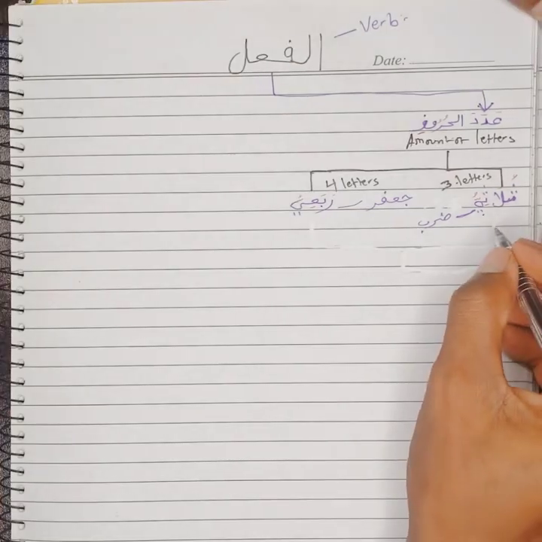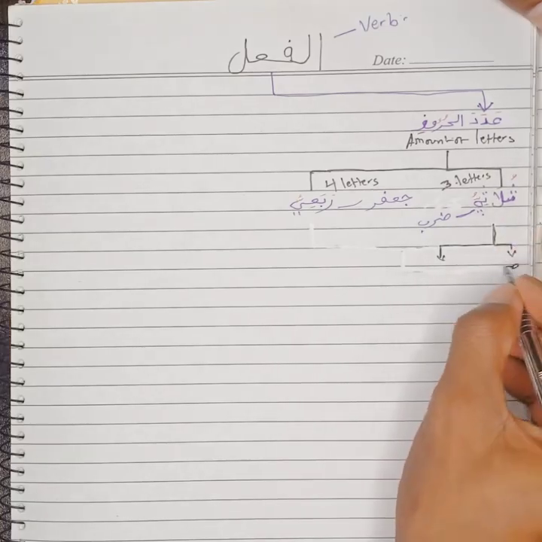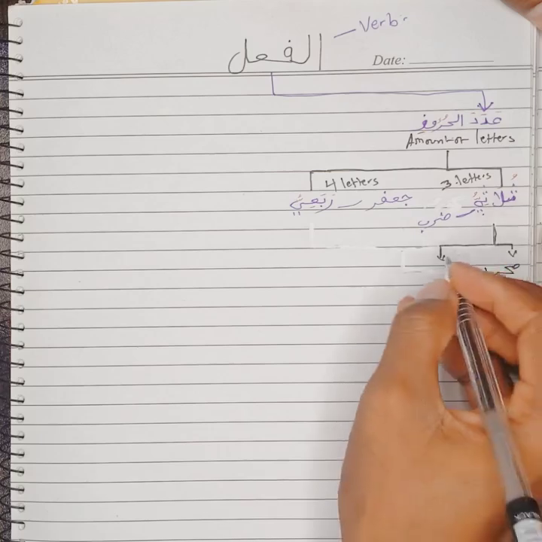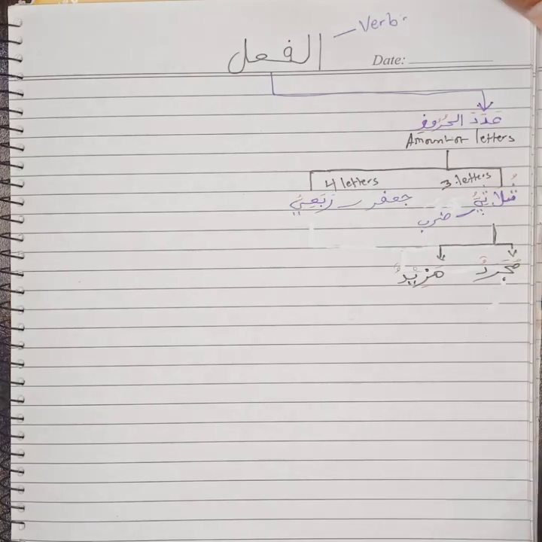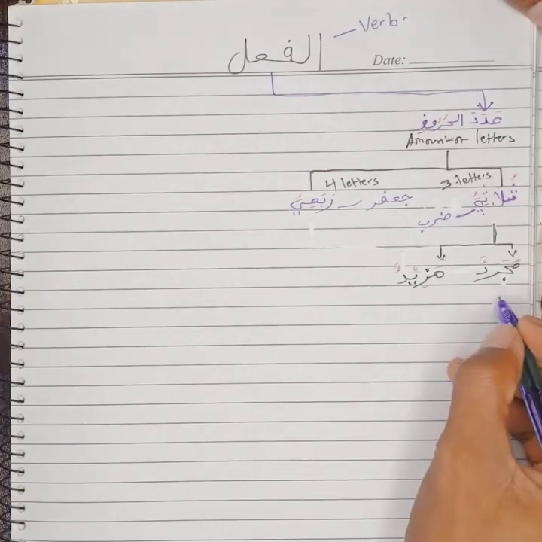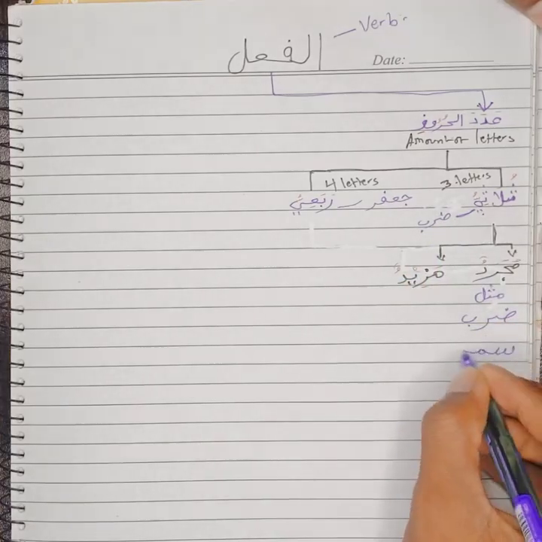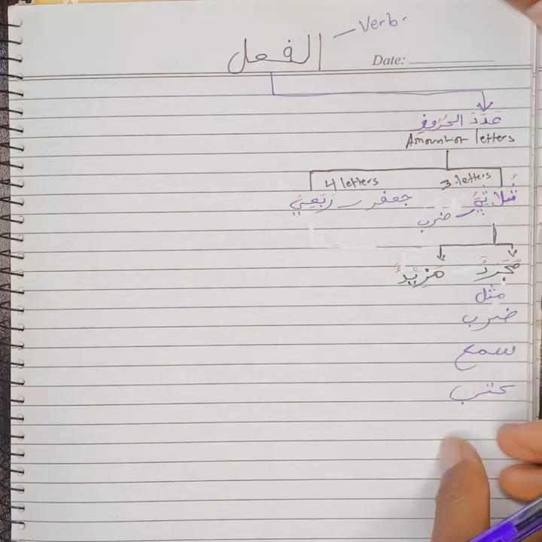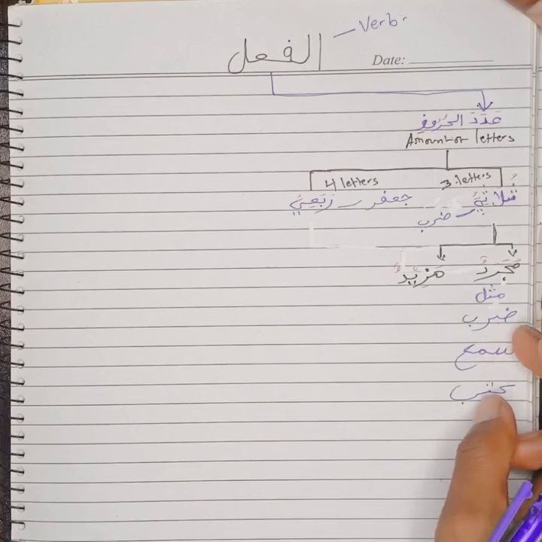So let's divide Thulathi into two parts. First part, Thulathi Mujarrad. Then the second part, Mazid. Thulathi Mujarrad are verbs that have exactly their three original letters without the addition of any other letter. I'll give a few examples: Daraba, Sami'a, Kataba. Each one of them has three letters, and those are their original letters.